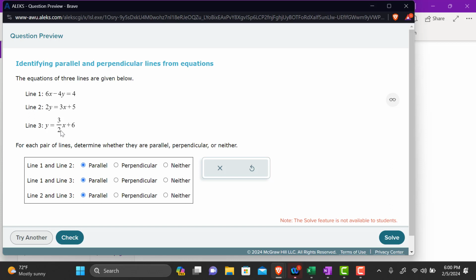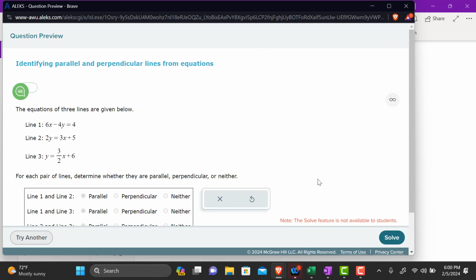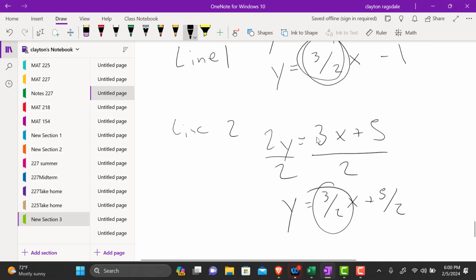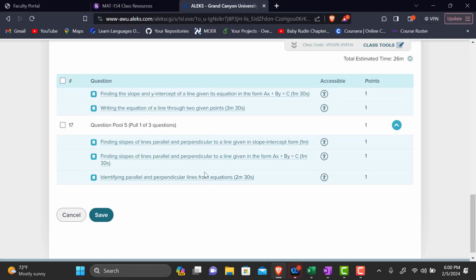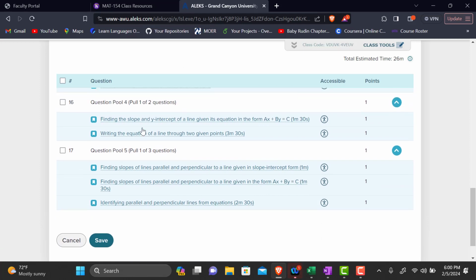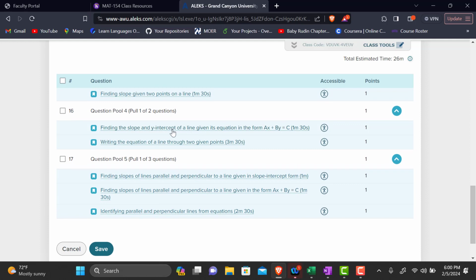So that takes us to the end. I did leave 16 as a mystery. I'll let you take a glimpse at the name of it if you would like. It's just on writing the equation of a line. All right, so 16, finding the slope and y-intercept of a given line, and writing the equation of the line through 2 given points. So that's 16 for you.